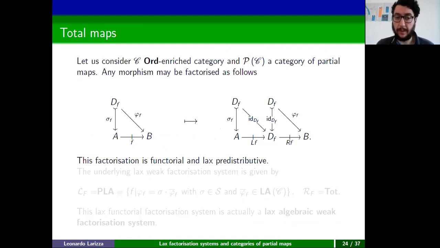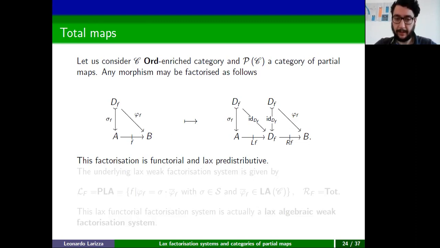So now I'll come to study again partial maps. We consider C order-enriched and a category of partial maps built on C. Here we are considering the general definition of order enrichment given by the order enrichment that C has. We see that any partial map in PC we can factorize in the following way, considering in the left component just the domain component, and in the right component just the function component through a total map. We prove in particular that this factorization is functorial.